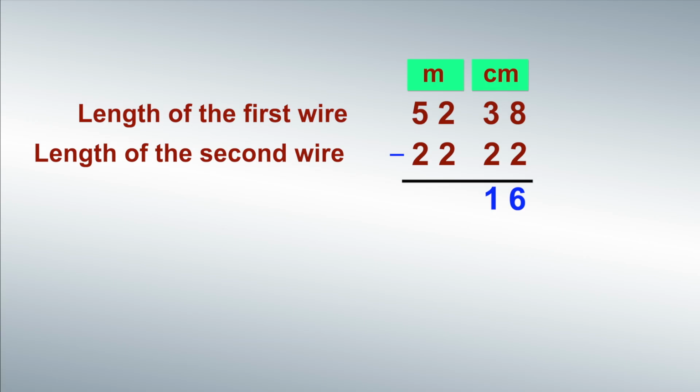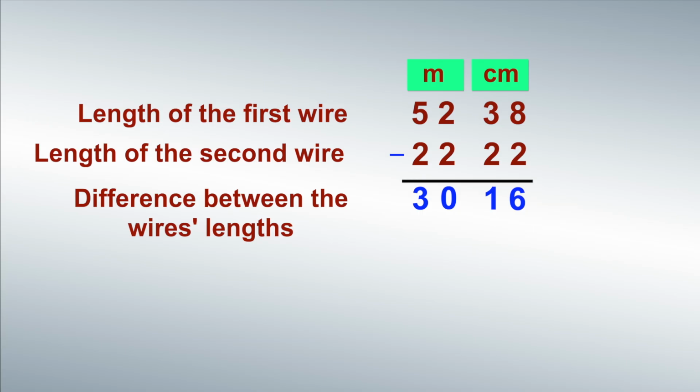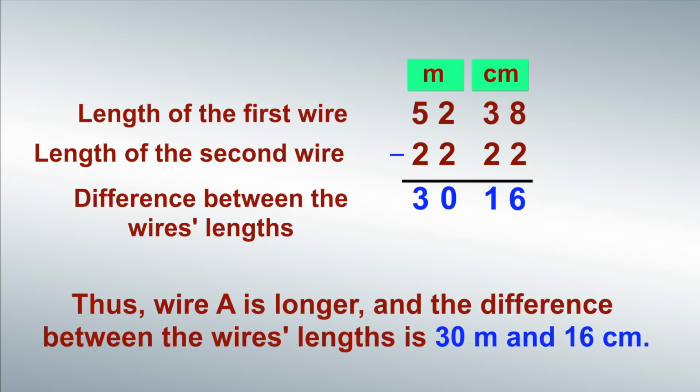Step 5. Subtract 2 from 2 and we get 0. Write 0 at the ones in the meters column. Step 6. Subtract 2 from 5 and we get 3. Write 3 at the tens in the meters column. Thus, wire A is longer and the difference between the wires' lengths is 30 meters and 16 centimeters.